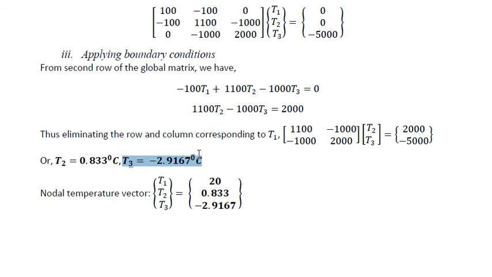Now we have to check this answer. We know T1 is 20 degree centigrade. Since T alpha, which is the surrounding temperature, is minus 5 at the right end, T2 should be lesser than T1, and T3 should be lesser than T2. But it should be greater than T alpha, that is minus 5.